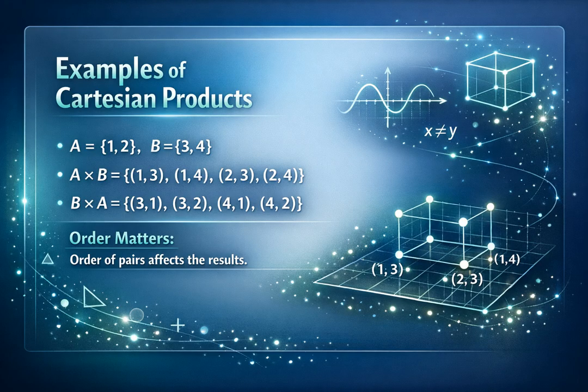Let's see an example. If A equals {1, 2}, and B equals {3, 4}, then A cross B gives us four ordered pairs: (1, 3), (1, 4), (2, 3), and (2, 4). But B cross A gives (3, 1), (3, 2), (4, 1), and (4, 2). These are different sets, showing that order in Cartesian products really matters.